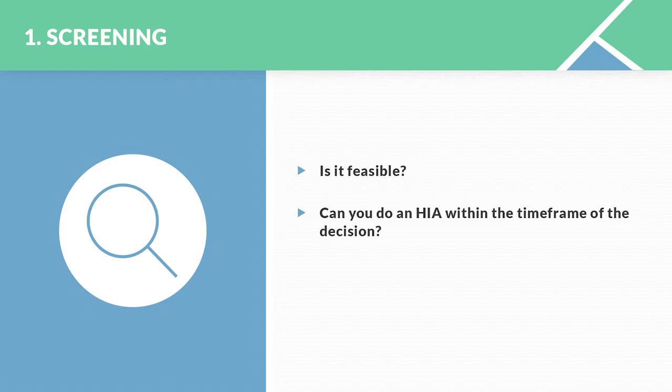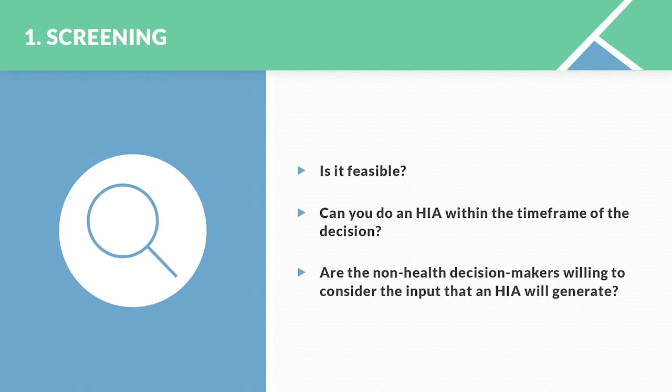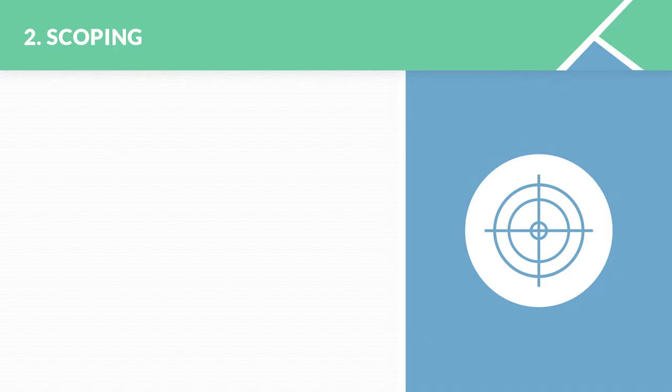The first step is screening, which is where you establish the need for and value of conducting HIA. Is it feasible? Can you do an HIA within the time frame of the decision? And perhaps most importantly, are the non-health decision makers willing to consider the input that an HIA will generate? If the decision makers are not going to consider the input an HIA will provide, then your resources may be better spent elsewhere.